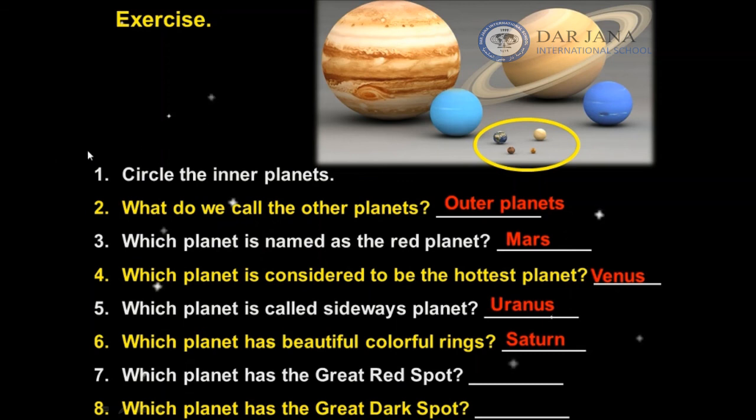Which planet has the Great Red Spot? Let's look. Where's the spot? Over here. It belongs to Jupiter, the largest planet. And which planet has the Great Dark Spot? It is Neptune, which is found here. It's the last planet in our solar system.